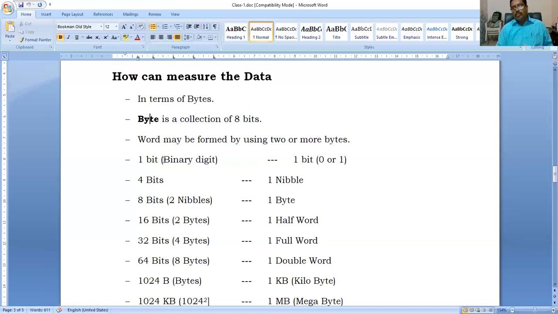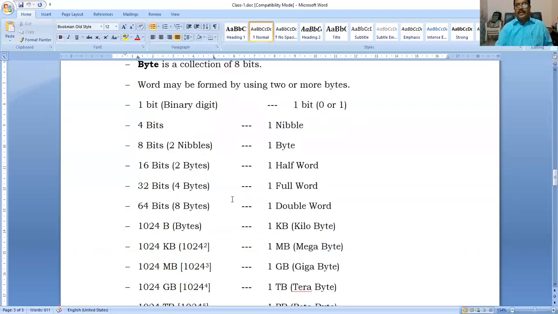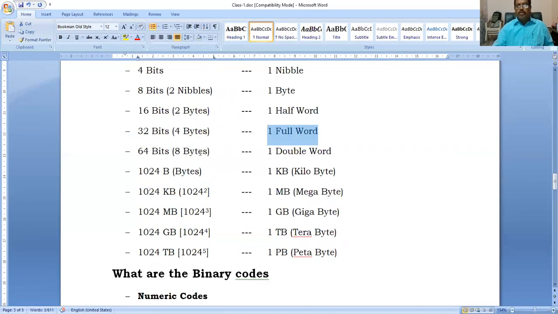Similarly, we also consider the half word. One bit is either 0 or 1. A combination of 4 bits is 1 nibble. A combination of 2 nibbles, or 8 bits, is 1 byte. 2 bytes or 16 bits is 1 half word. 32 bits or 4 bytes is 1 full word. And 64 bits or 8 bytes is 1 double word.